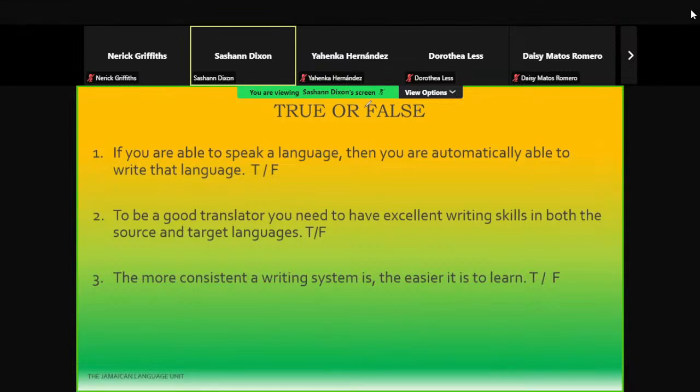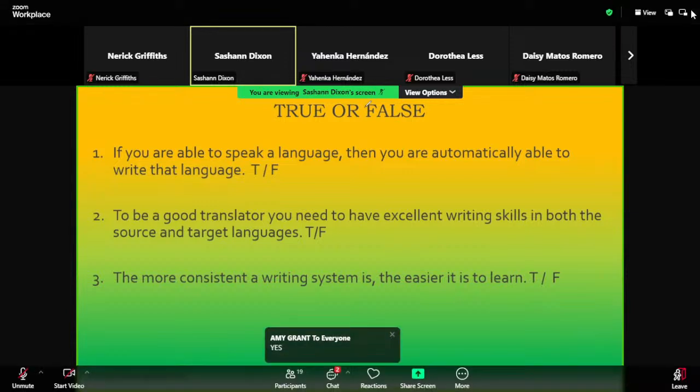Let's jump to number 3. The more consistent a writing system is, the easier it is to learn. Nothing too crazy, true or false? So that's number 3. Amy says a big yes. The more consistent a writing system is, the easier it is to learn. Dorothea says true. Another true. Great. So that's 3 persons. I'm convinced.